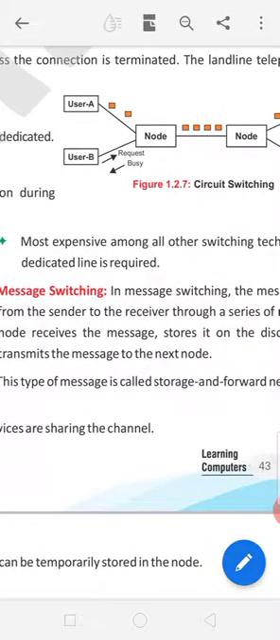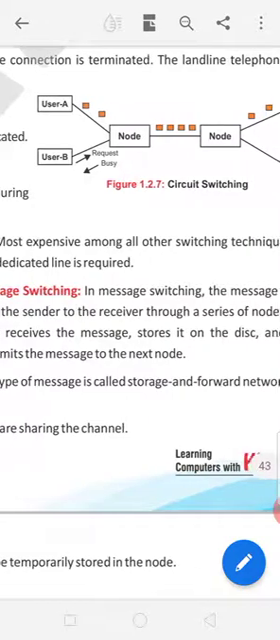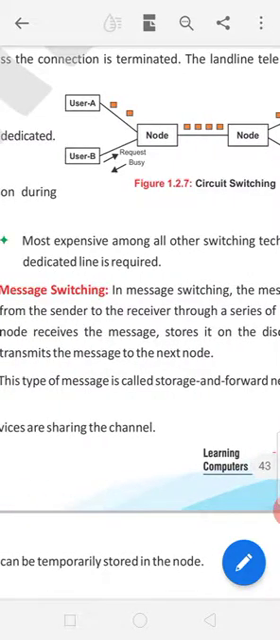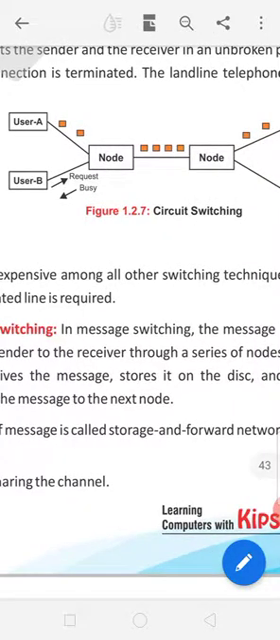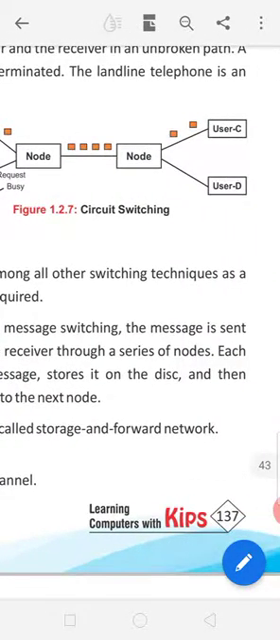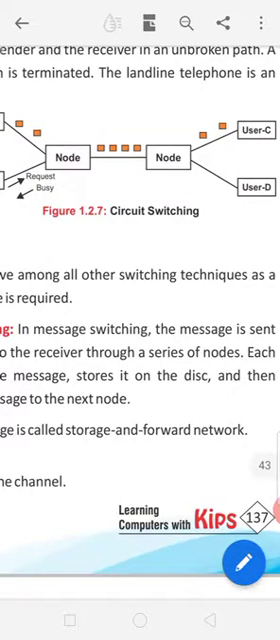Most expensive among all other switching techniques, as a dedicated line is required. I already told you this is wired, so we need to give them wire from start to end point. If we are using this from Sawai Madhopur to Kota, we need to lay the line, so it is costly. This is the way. User A, user B, user C, user D, they are transferring the data through the nodes and they are connected.